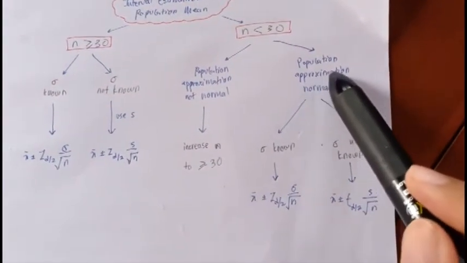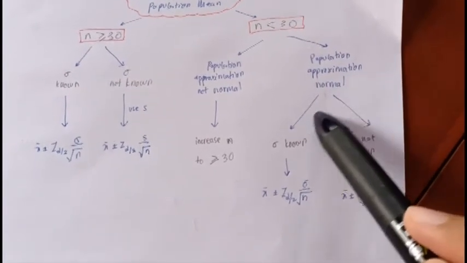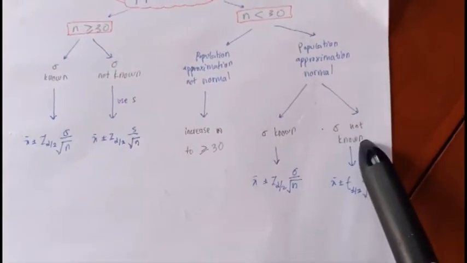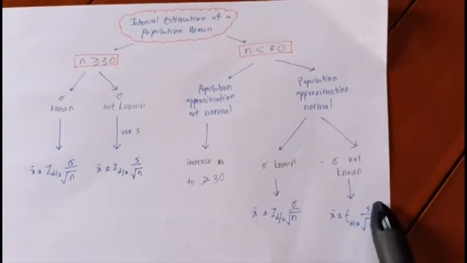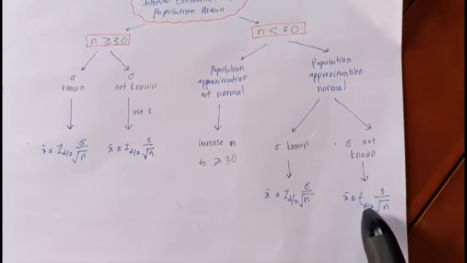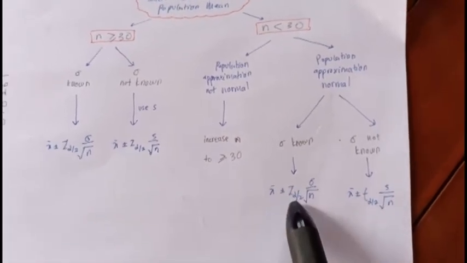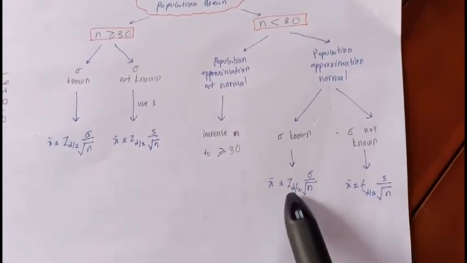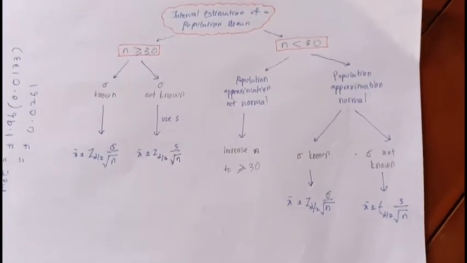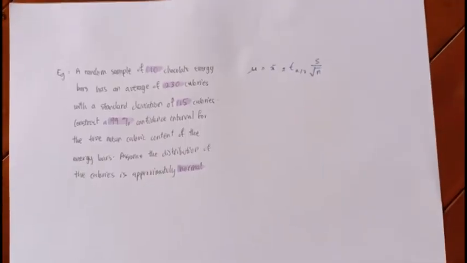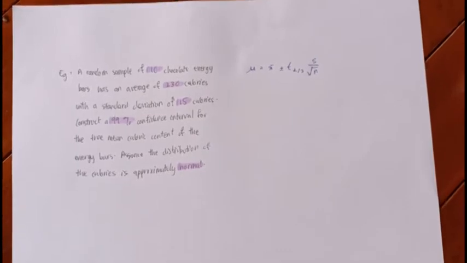And now if the population approximation is normal and the standard deviation is known, we will use this formula. And if the standard deviation is not known, we will use this formula. Be aware that this formula is different than this one, because here we will use a T distribution and not using the Z table. Now I will show you an example of how to find the interval estimation of a population mean when the number of sample is less than 30.